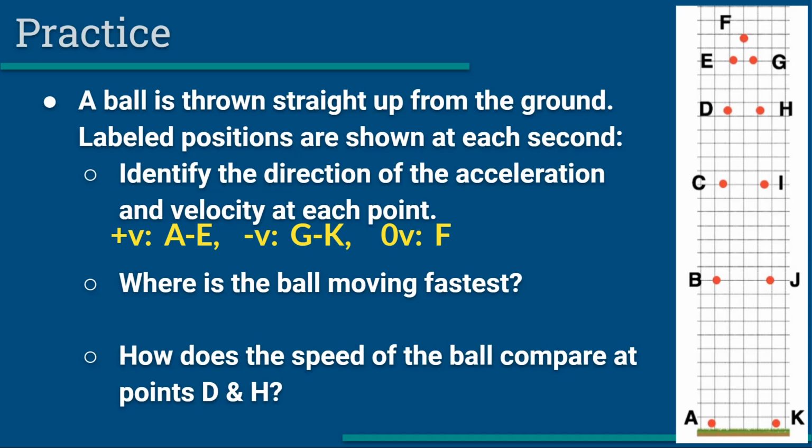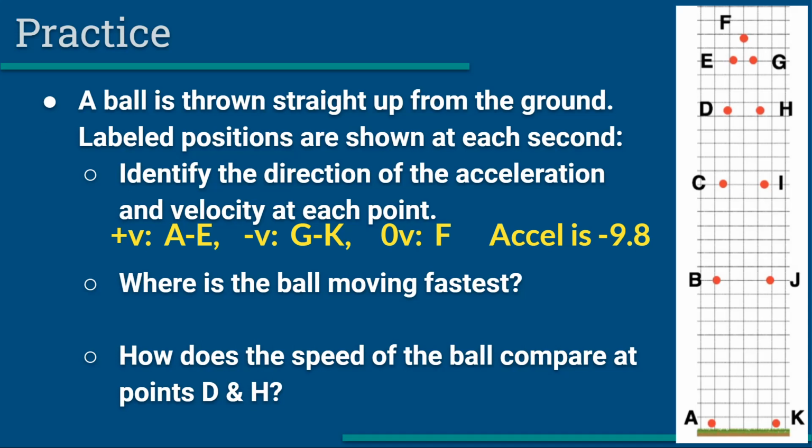But although my velocity changes, my acceleration doesn't. Again, don't mix the two up. My acceleration is a constant negative 9.8 meters per second squared, and therefore it's always negative. So the direction of my acceleration is down the whole time.